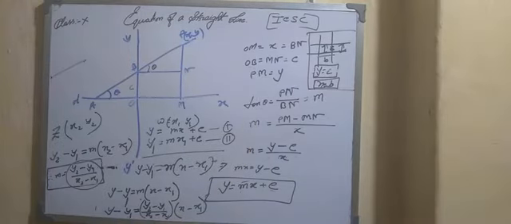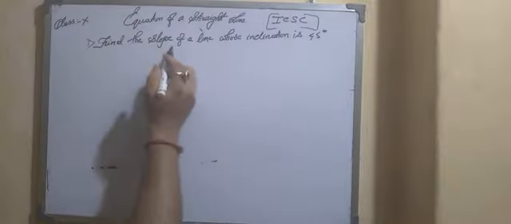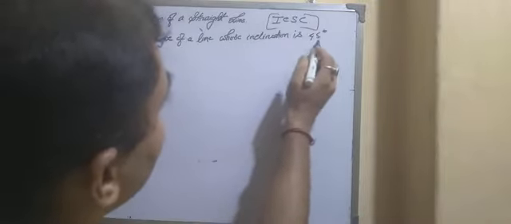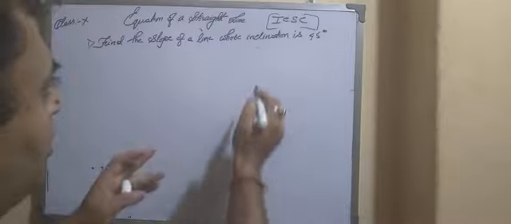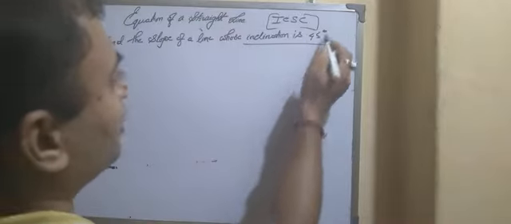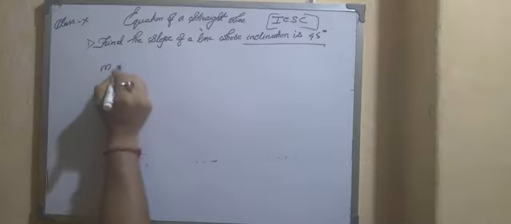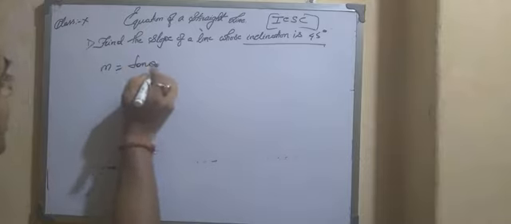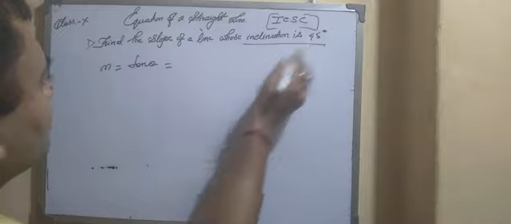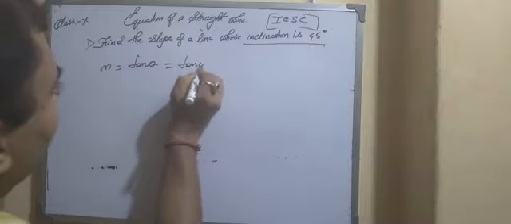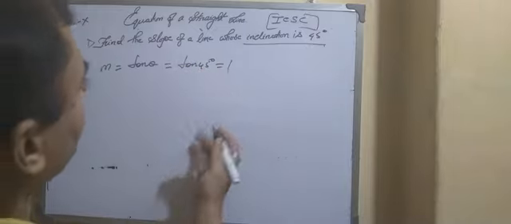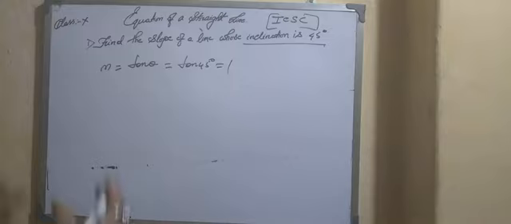Let's go friends, we have come back with the math. Find out the slope of a line whose inclination is 45 degrees. Inclination means theta is 45 degrees. We have to find out the slope. Slope means m. m is equal to tan theta. That means here theta is equal to 45, so tan 45 degrees is equal to 1. That is the slope of the line.